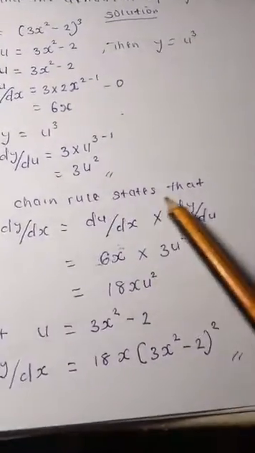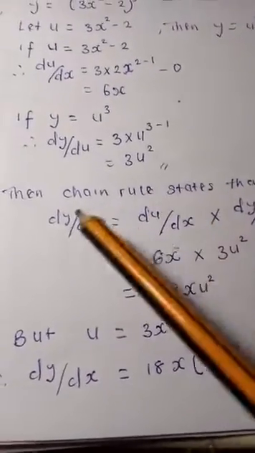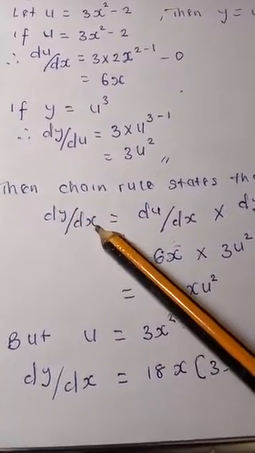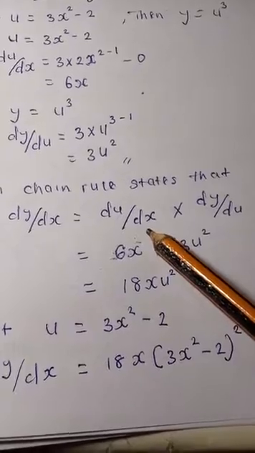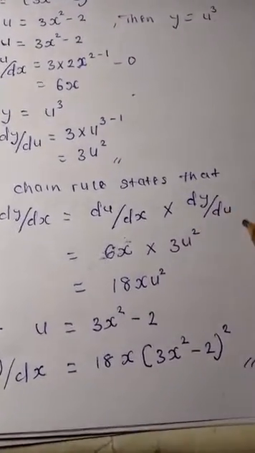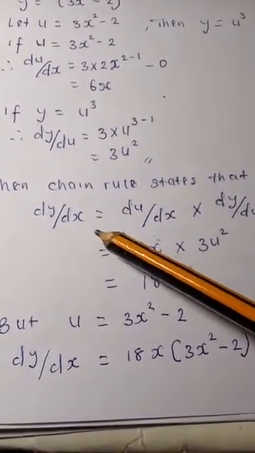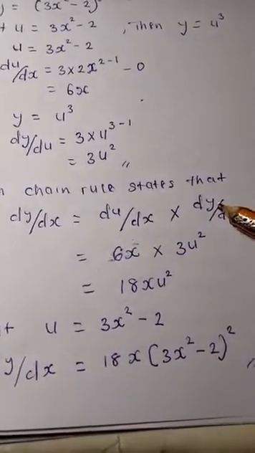Then the chain rule states that, what does the chain rule state? It states that dy/dx is equal to du/dx times dy/du. That's what the chain rule states. dy/dx is equal to du/dx times dy/du.